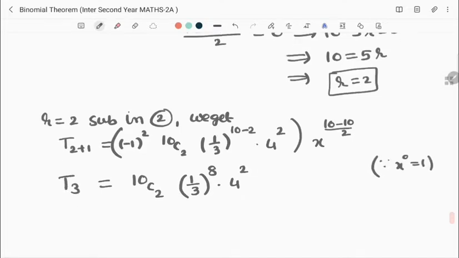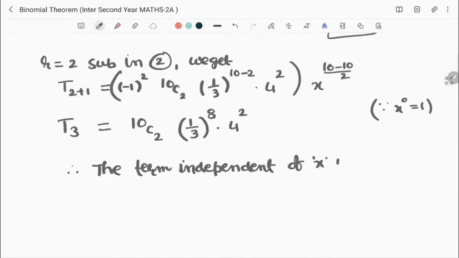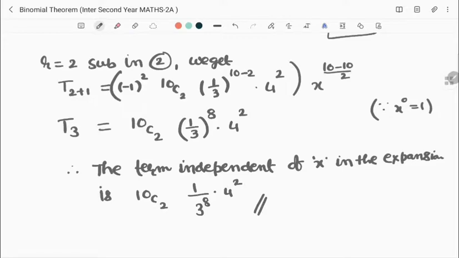Therefore t3, therefore the term independent of x in the expansion is 10C2 (1/3)^8 into 4 square. If you want to expand, you can expand. You can simplify also, but no need.